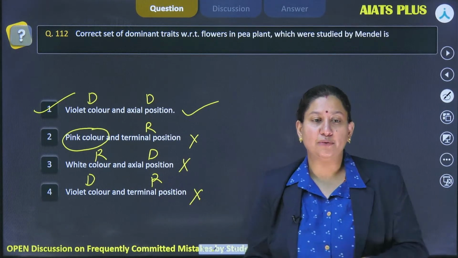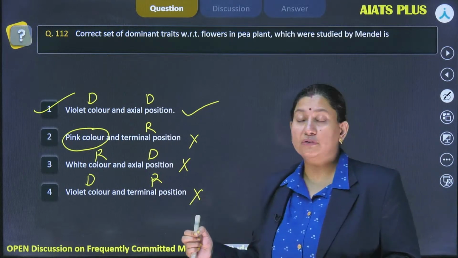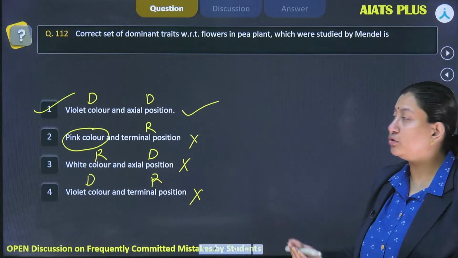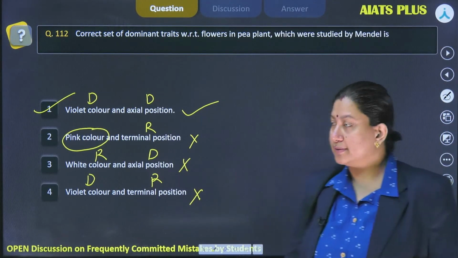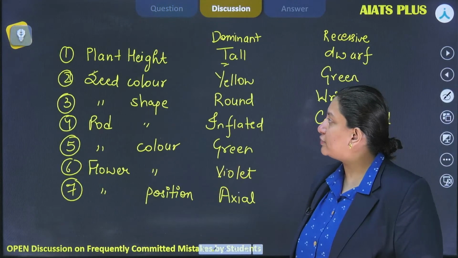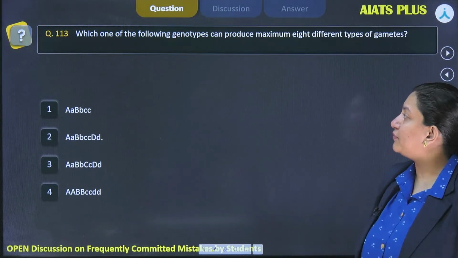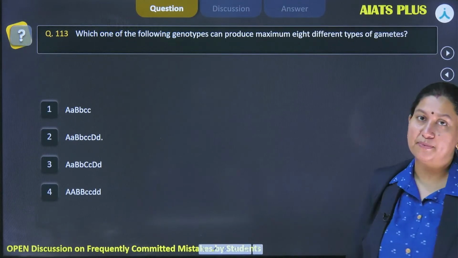This is a very easy question, but comparatively you will find somewhat difficult questions in terms of crosses. So you have to practice those types of crosses, to see how you are going to analyze the results. Okay. So now let's move ahead to another question, which is question number 113, and it says which one of the following genotypes can produce a maximum of 8 different types of gametes, right?